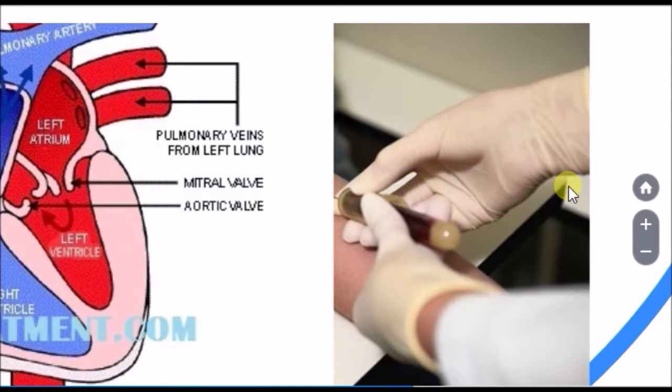Here is someone drawing blood out of a vein of a person. This tube is not full of air; it's actually a vacuum, and that's why the blood is able to flow out of the vein and into this tool. The vacuum means it has no air, nothing inside of it, and it helps the blood flow into this container and not resist the flow.